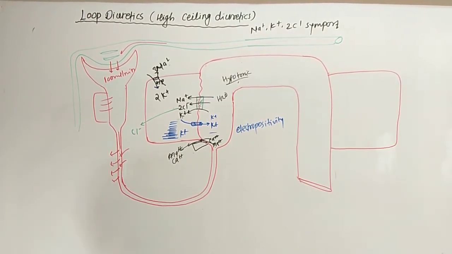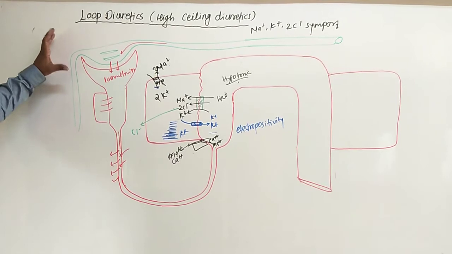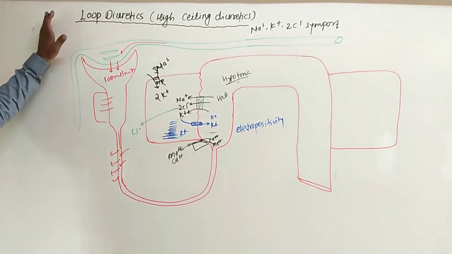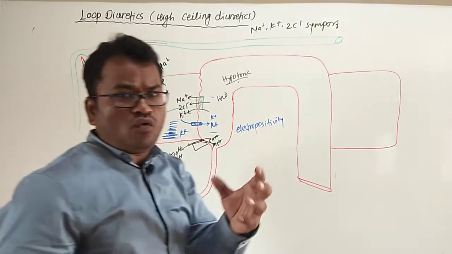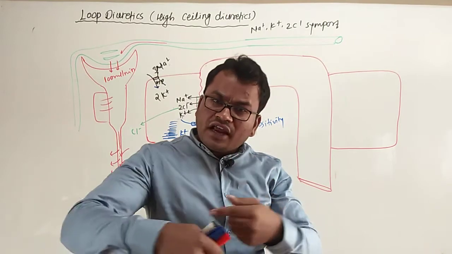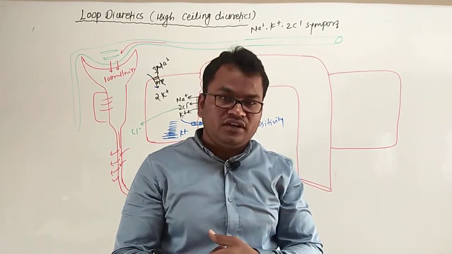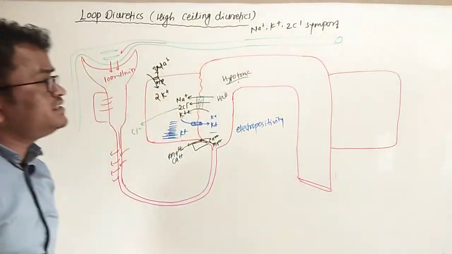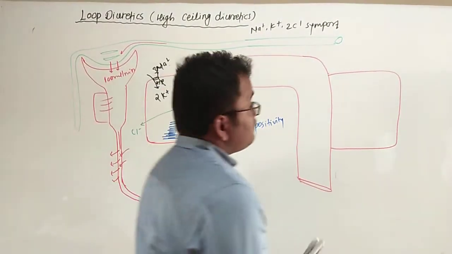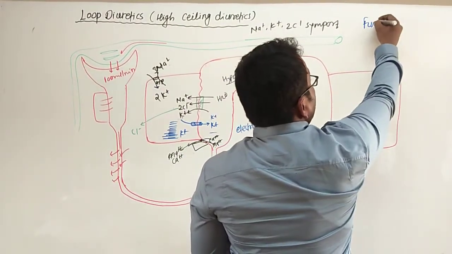Now the next part, the loop diuretics. So how does the loop diuretic act? The loop diuretic is taken orally, intravenously or intramuscularly. There are 4 examples of the loop diuretics. The first one is furosemide.